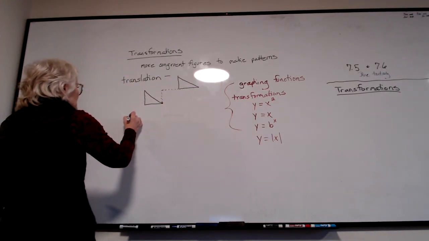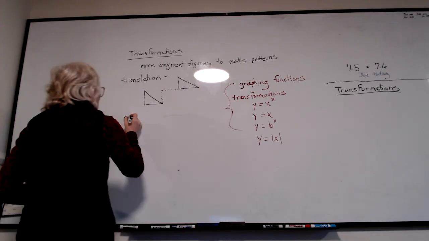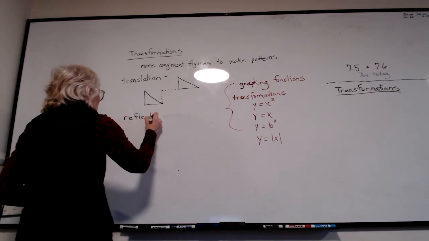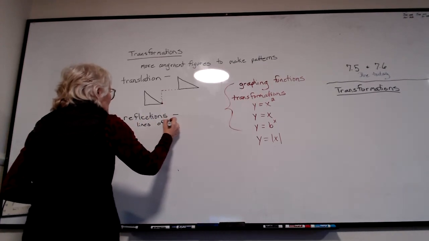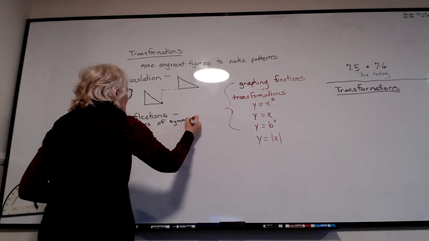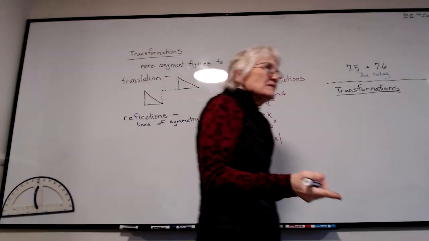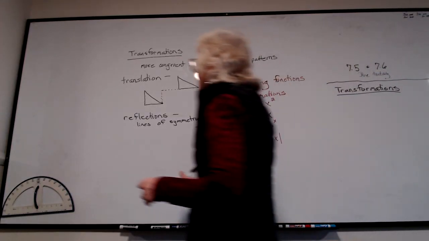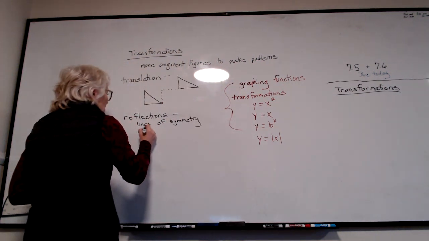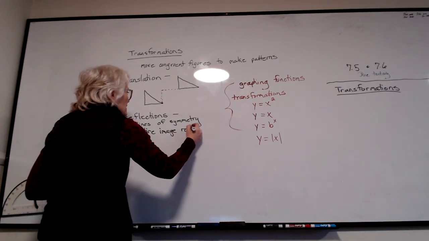Okay. The next one is a rotation. Well, no, let's go to the reflection first. You've been working with reflections a lot already. We call them lines of symmetry, because we reflect over lines of symmetry, okay? But you can reflect the whole image over a line, okay? So it could be lines of symmetry, or it could be the entire image reflected over a line.